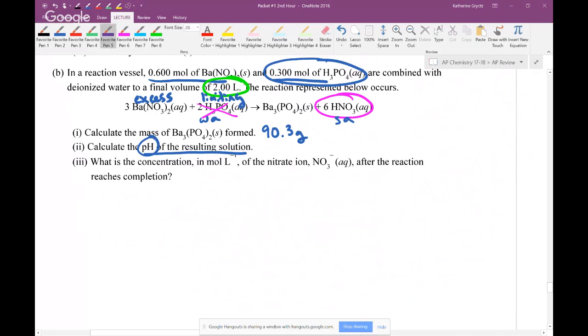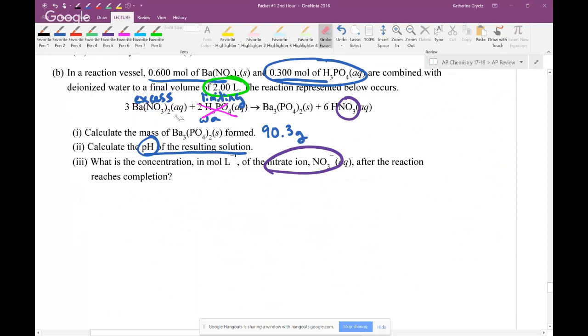But the third question asks, what's the concentration in moles per liter of the nitrate ion after the reaction reaches completion? Wouldn't it be the same thing as H plus because they both split up at the same time and there's a 1-to-1 ratio? Not quite. This is the one where there's going to be the same amount of NO3. There's going to be some from over here, but this guy was in excess, and you're still going to have this stuff floating around.